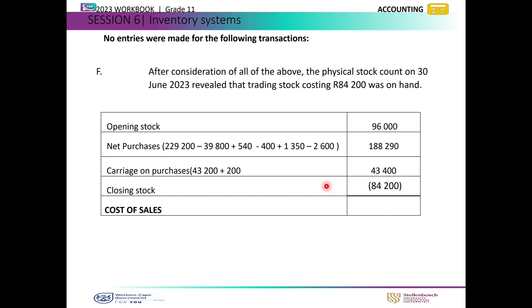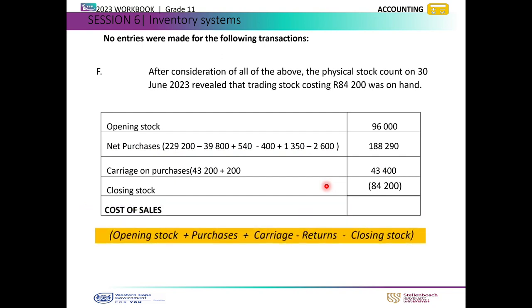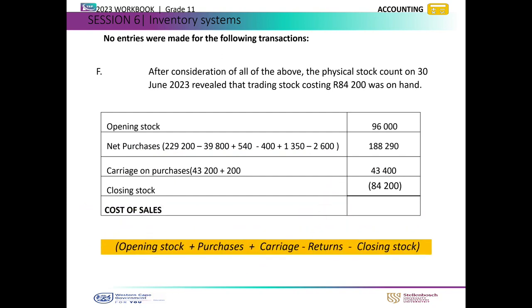A reminder again, over here we have the formula to calculate my cost of sales. Cost of sales is equal to my opening stock plus my purchases plus my carriage on purchases and minus any returns and minus my closing stock. That will be my cost of sales figure.